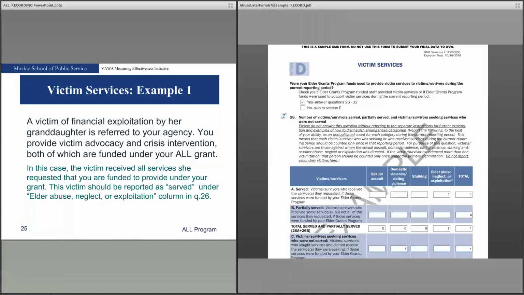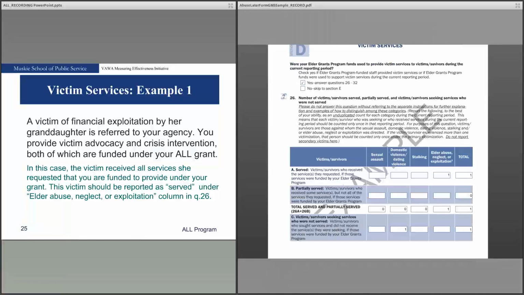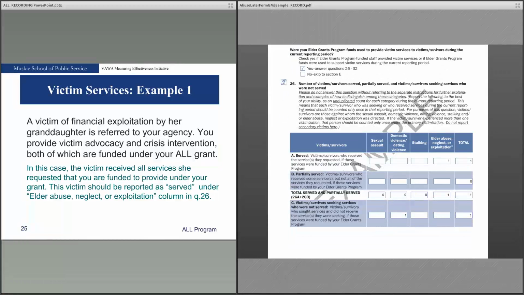Now, we know there is a lot going on in the victim services section, so we're going to walk you through an example on our GMS form. A victim of financial exploitation by her granddaughter is referred to your agency. You provide victim advocacy and crisis intervention, both of which are funded under your ALL grant. So, here, we've reported one victim survivor under the category of elder abuse, neglect, or exploitation. In this case, the victim received all services she requested that you are funded to provide under your grant. That is why this victim is reported as served in question 26.